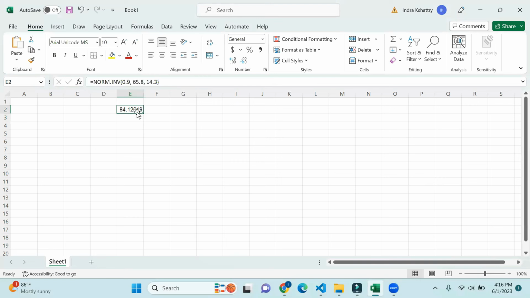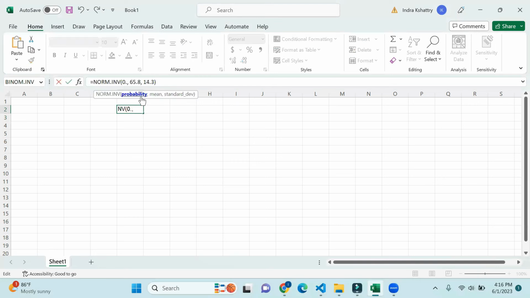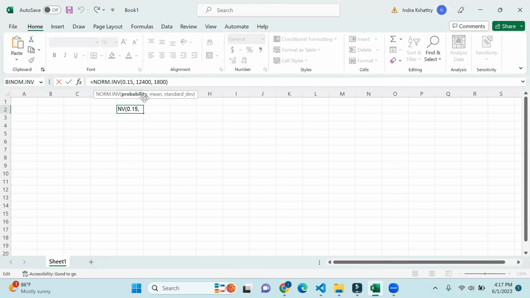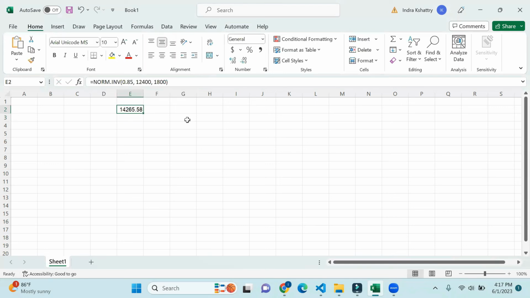And again, if you change this probability to 0.15, mean 12,400 and the standard deviation 1800 and enter, we get $10,534.42, the lower cutoff price of middle 70% of pre-owned vehicle market. If we change this probability to 0.85, we get $14,265.58, the upper cutoff price of middle 70% of pre-owned vehicle market.